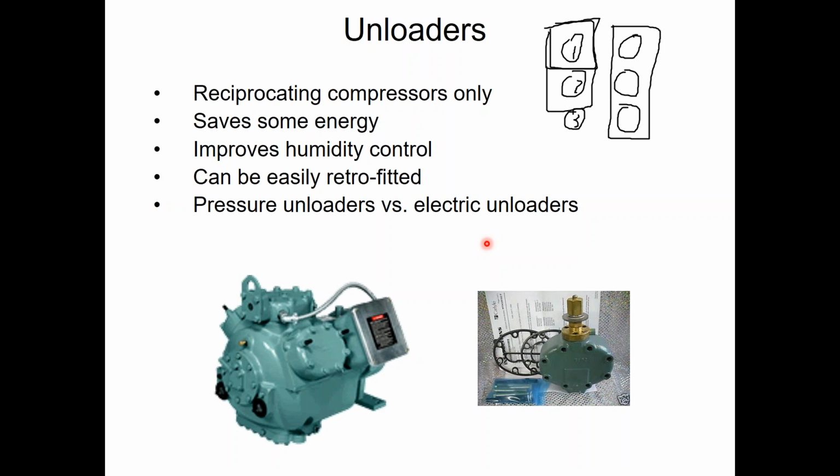You cannot put pressure unloaders on a VAV system. Do not even try to do it. It will never, ever work. You have to use electric unloaders, which means my DDC controller that controls my VAV system will be the one controlling the unloader directly.